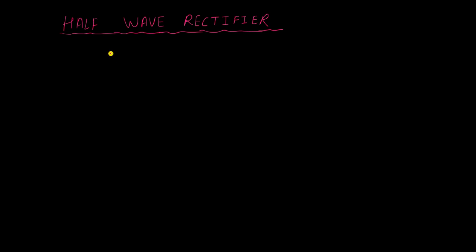Half wave rectifier is used to convert any AC signal into a DC one. So suppose we have one AC signal like this. This is the reference voltage, which is the ground voltage, say 0 volt, and then we have the AC signal like this. By looking at this signal we can say that this is positive since it is above the 0 volt, and this is negative since it is below the 0 volt.